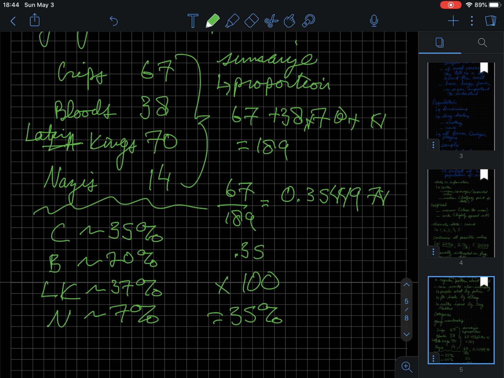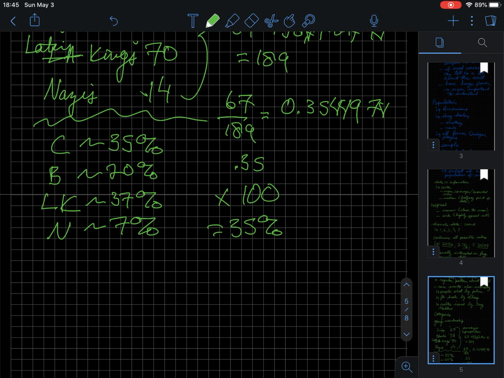Point being, what we just did is identify different categories: Crips, Bloods, Latin Kings, Nazis. We know that there are 67, 38, 70, 14. We add them all up, 189, and we created this fraction to figure out the proportion. So we know that about a third are Crips, about a fifth are Bloods, Latin Kings are nearly 40%, and Nazis are like 7%. And so this summary gives insight as to who is in prison or what gangs are in prison.